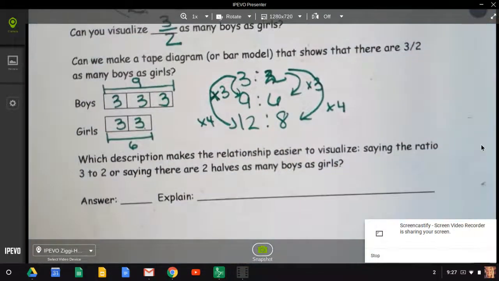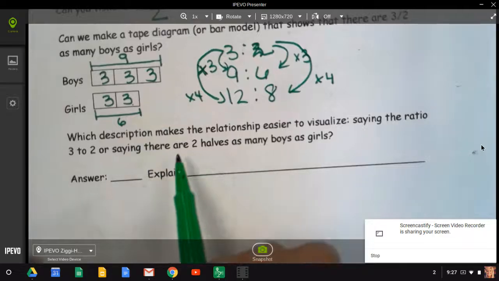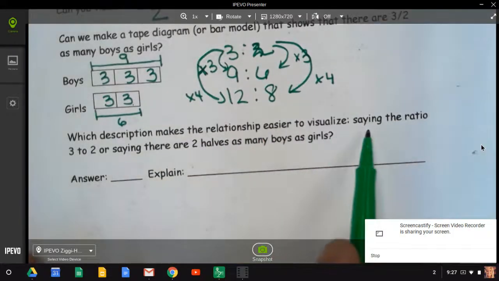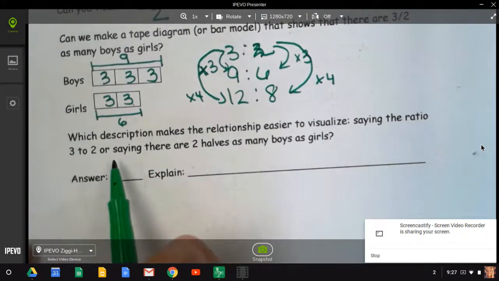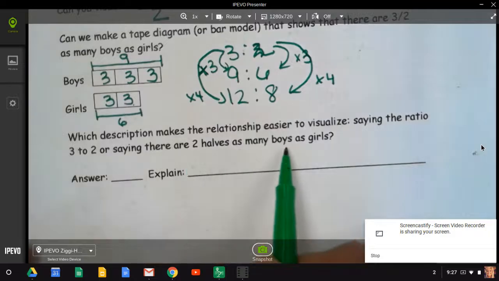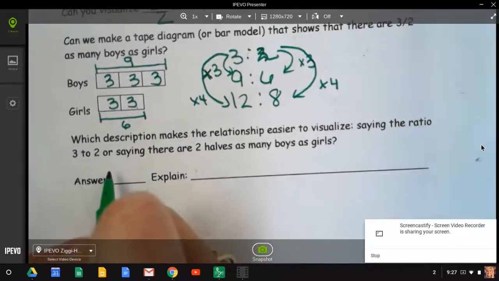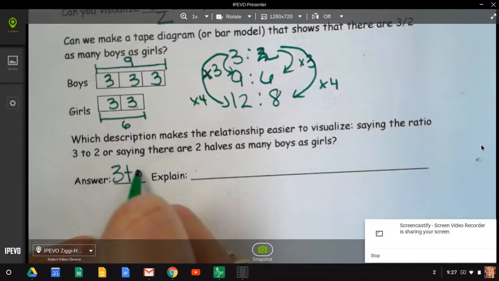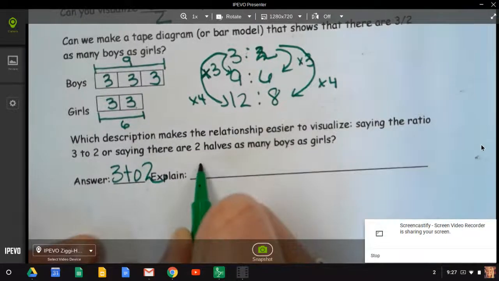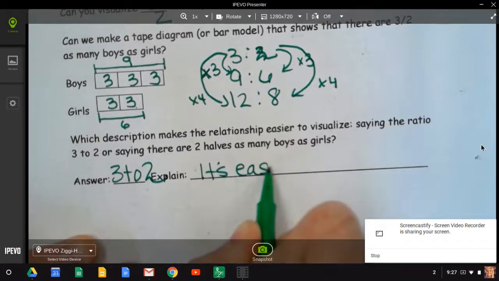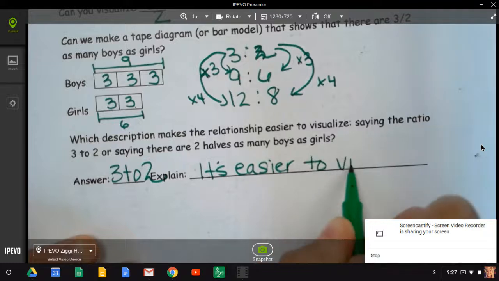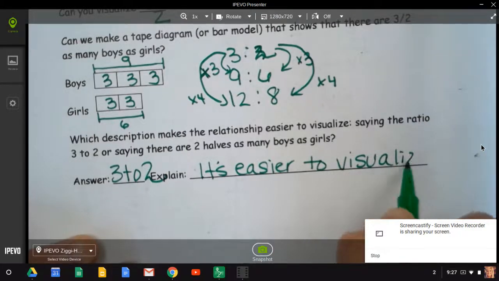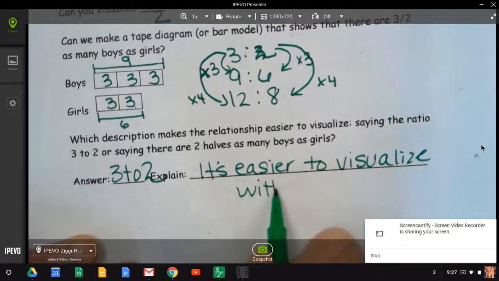So which description makes the relationship easier to visualize, saying the ratio 3 to 2 or saying there are 2 halves as many boys as girls? And the answer is saying 3 to 2. It's easier to visualize with a tape diagram.